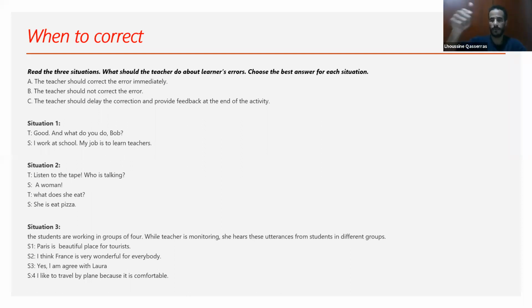So there are 3 times. Number 1, you correct on the spot, at the same time. Number 2, you don't correct. Number 3, you postpone till the end. Now, we are going to do situation number 1 all together. Then I give you some time for situation number 2 and number 3. So situation number 2, 2 volunteers. We have T, teacher, and S, student. 2 volunteers, please. Raise your hand. So Anas, raise your hand. Anas is the teacher.